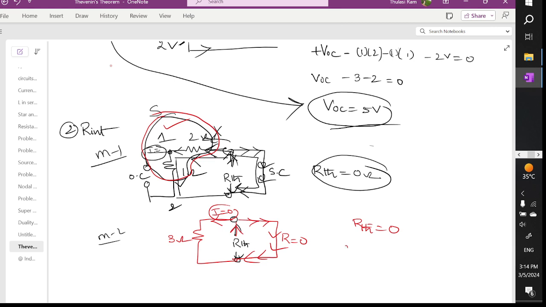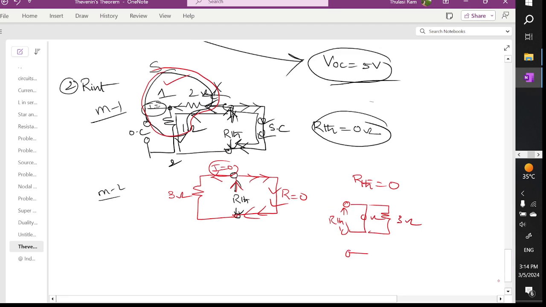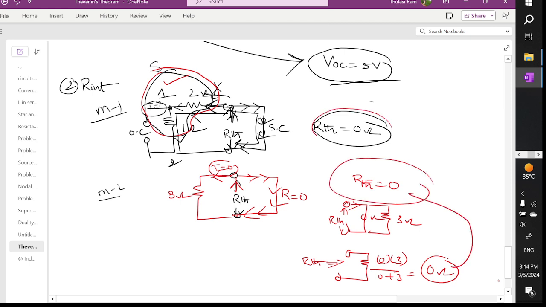Or if you want to do it without any work, one is short circuited, one is 3 ohm, one is 0 ohm. So you require R Thevenin. The third procedure also you can do. If these two are connected in parallel, product of resistors divided by sum of resistors, 0 times 3 over 0 plus 3, automatically 0. That's what I am saying here. R Thevenin is 0, here also R Thevenin is 0.